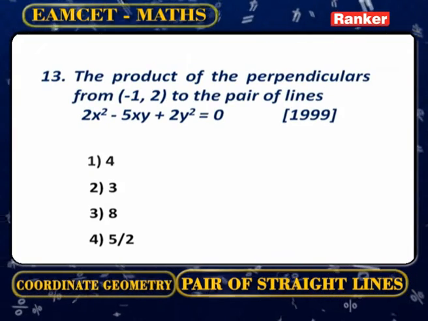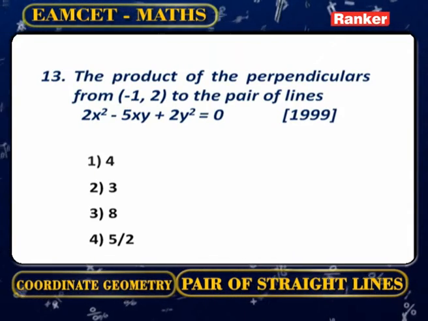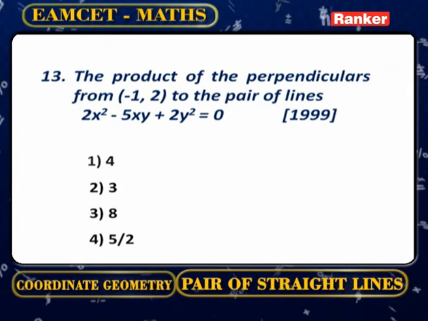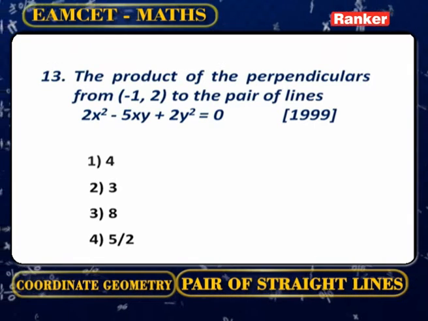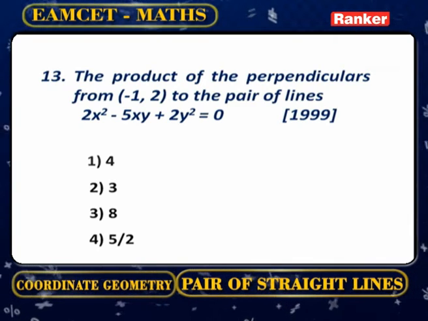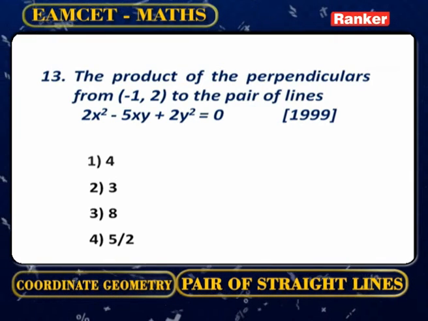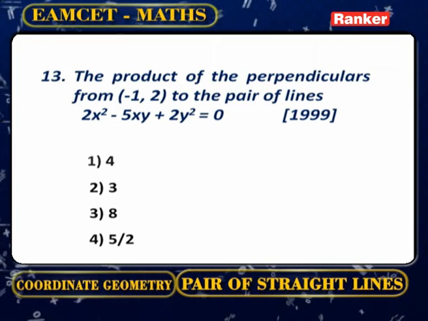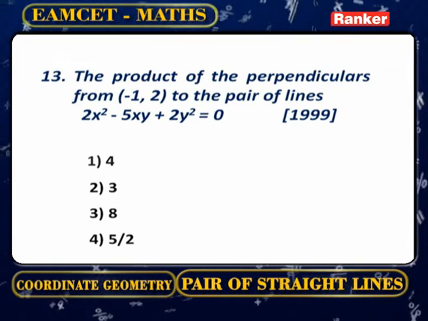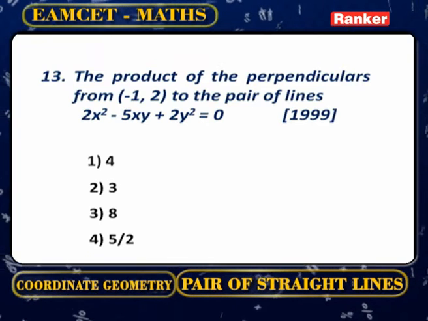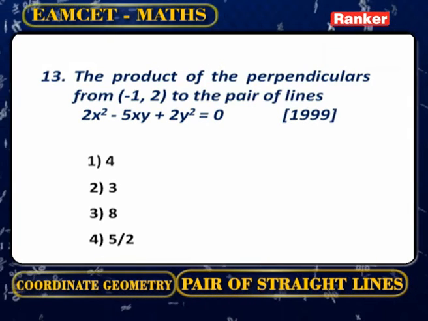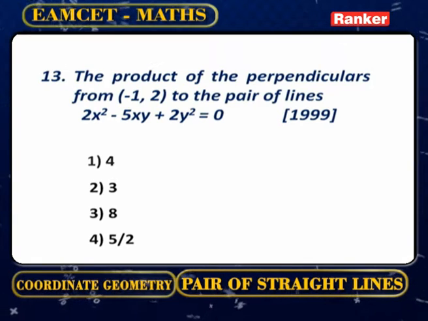The product of perpendiculars from minus 1 comma 2 to the pair of lines 2x square minus 5xy plus 2y square equals to 0. Require the product of perpendicular distances from minus 1 comma 2 to the pair of lines. Now, if suppose point is x1 y1, equation of the pair of lines ax square plus 2hxy plus by square equals to 0.